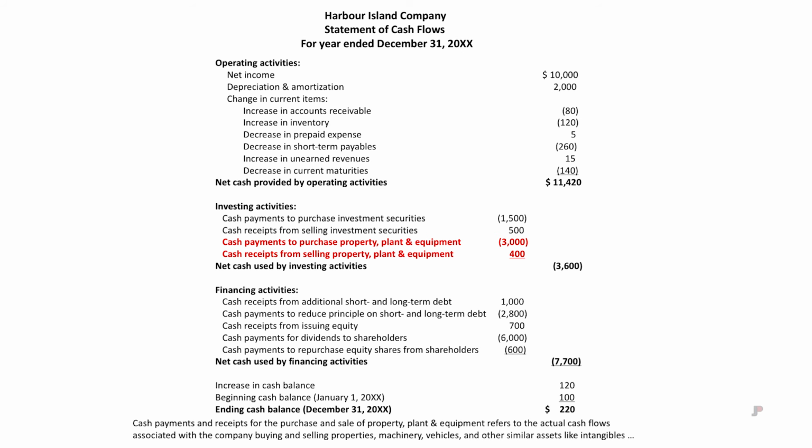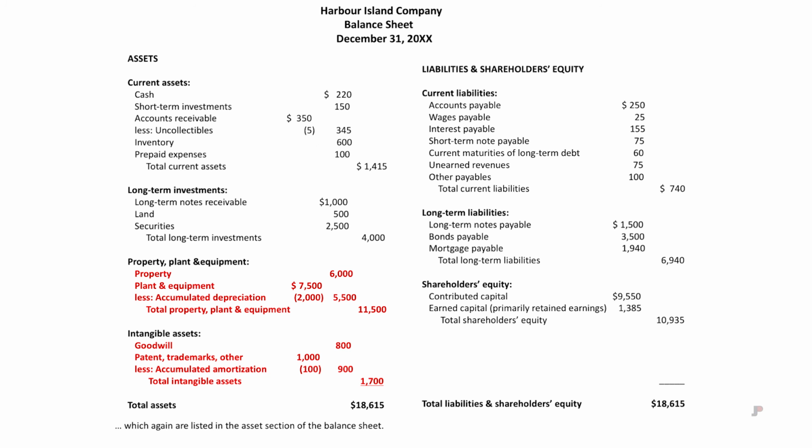Cash payments and receipts for the purchase and sale of property, plant, and equipment refers to the actual cash flows associated with the company buying and selling properties, machinery, vehicles, and other similar assets like intangibles, which again are listed in the assets section of the balance sheet.